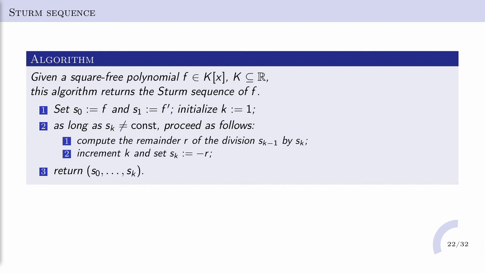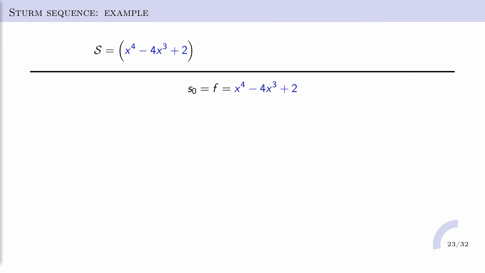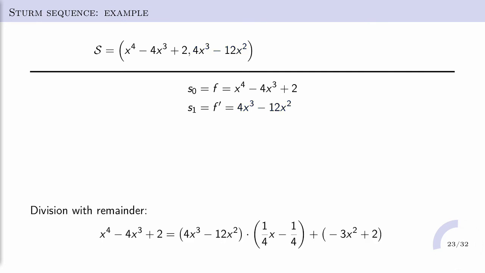So let us take this degree 4 polynomial. This is the first element of the sequence. This polynomial is S0. If we compute the derivative, we get 4x cubed minus 12x squared and nothing more. So this is the second element of our sequence. Now the third element is just the minus remainder. So we divide this by this.